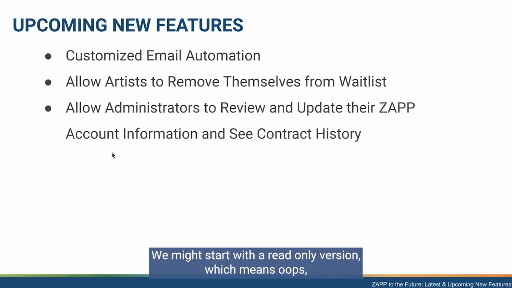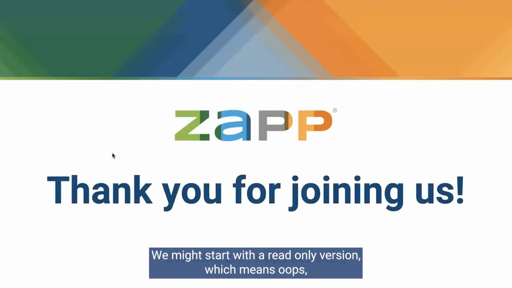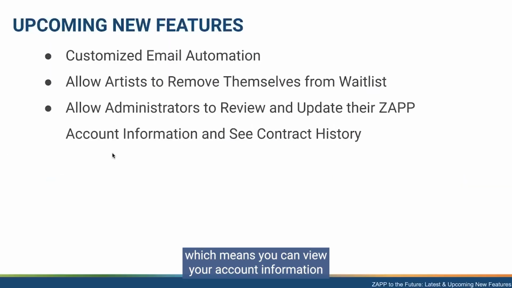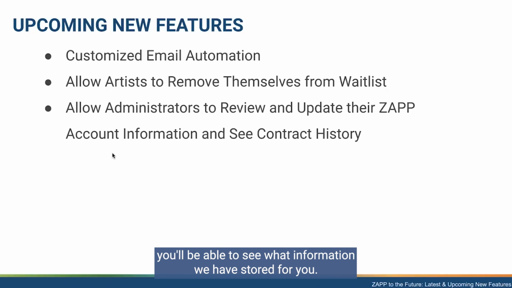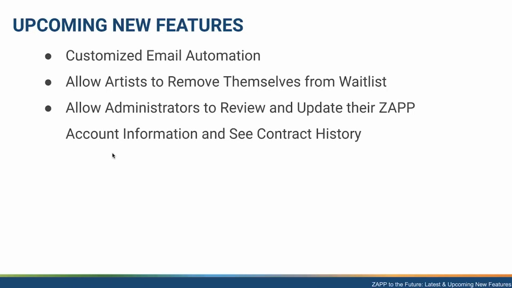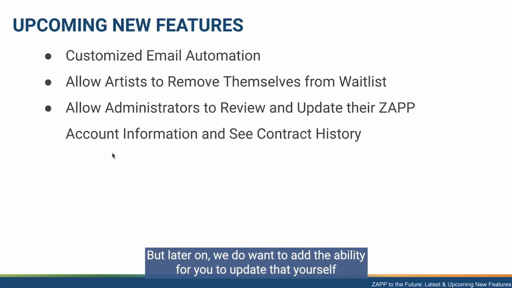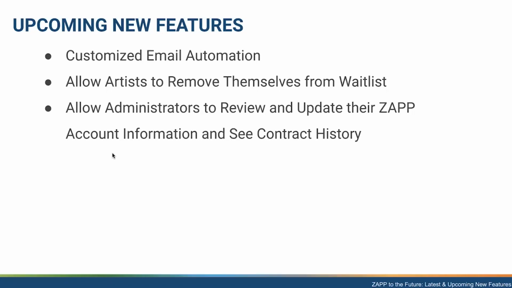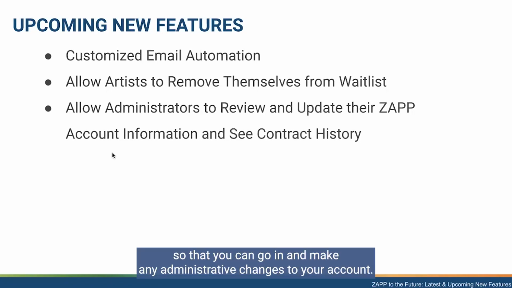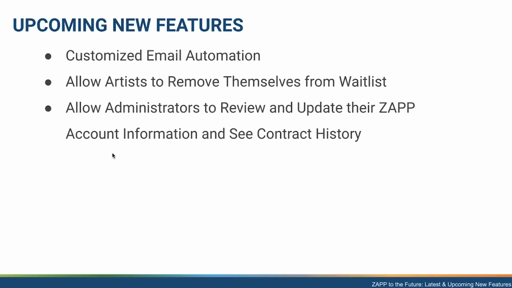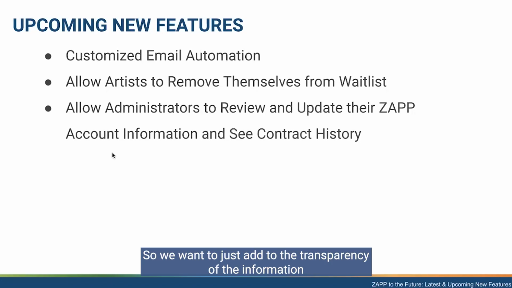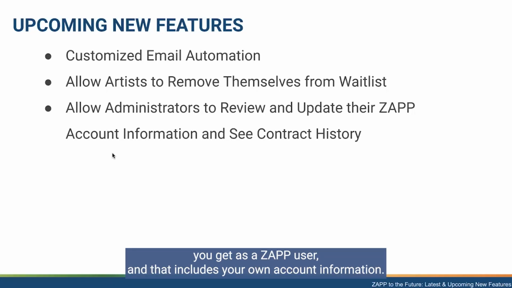We might start with a read-only version, which means you can view your account information. And if you need to change it, then you can email us, but at least you'll be able to see what information we have stored for you. But later on, we do want to add the ability for you to update that yourself so that you can go in and make any administrative changes to your account. So we want to just add to the transparency of the information you get as a ZAPP user, and that includes your own account information.